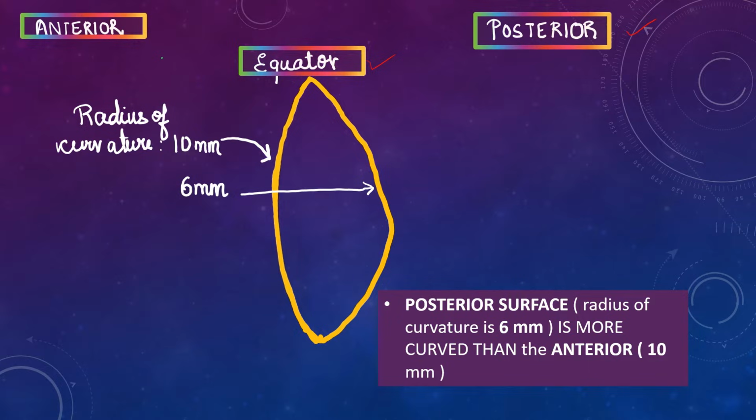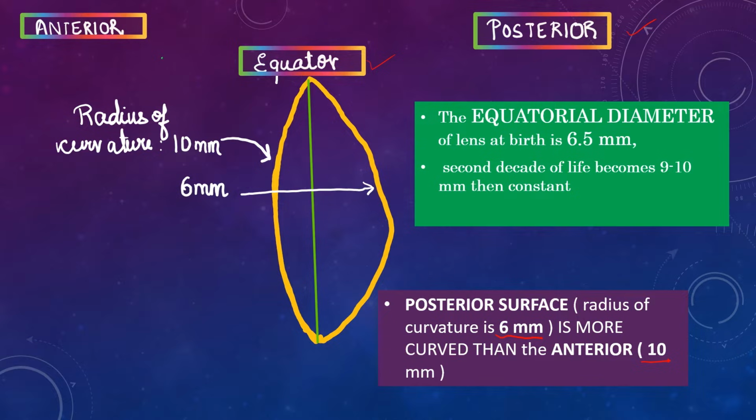The more curved a surface is, the lesser is the radius of curvature, right? So the radius of curvature of the anterior surface is about 10 mm, and that of the posterior, more curved surface is about 6 mm.